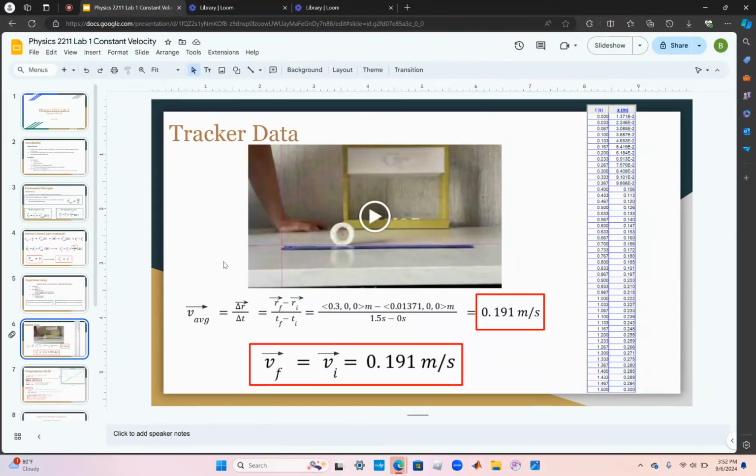So now I used those numbers that I collected right here to find the average velocity, which is equal to the change in position over the change in time. As you can see here, my final position was about 0.3 meters, and my initial position was about 0.0137 meters. Divided over the total change in time, which is 1.5 seconds, that gives me 0.191 meters per second.